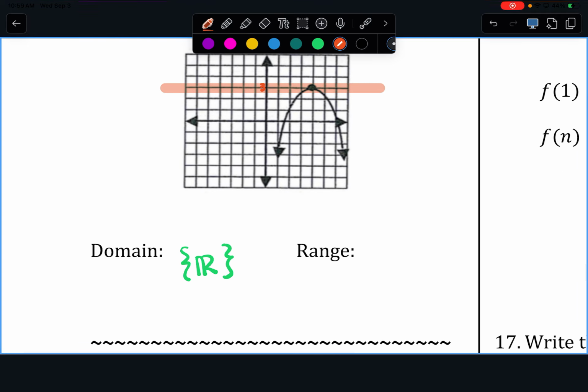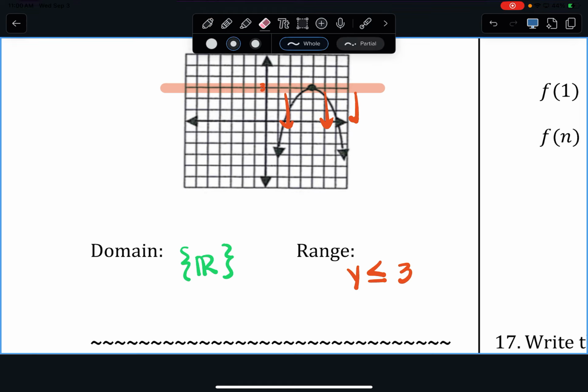So how do we write that? It's a single inequality, so a y and a 3. And notice the entire graph is existing below the wall. Is that less than 3 or greater than 3? Less than. Or equal to, because it's actually got a solid dot and it's hitting the value of 3. Okay, and that would be our range. Oof, all right, that was a lot of domain and range problems.